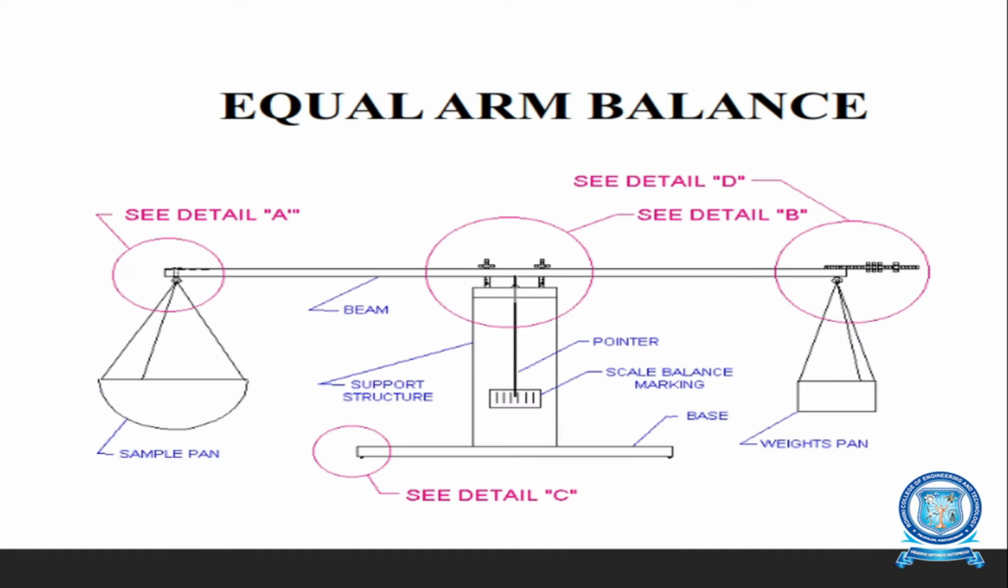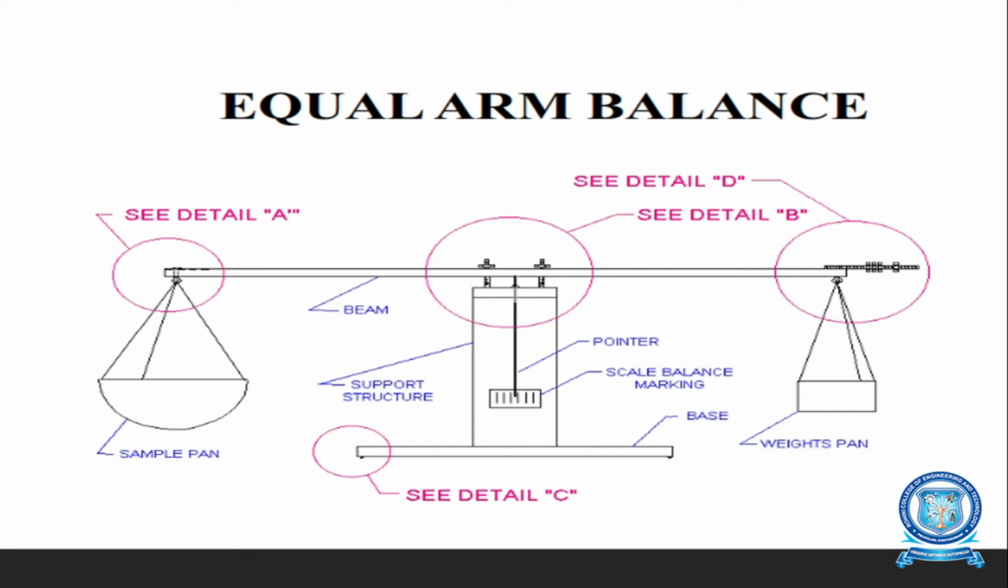First, we are going to see equal arm balance. This equal arm balance we normally saw in a grocery shop or vegetable shop. This equal arm balance is the most simple force measuring system. The basic principle of operation is based on moment comparison.